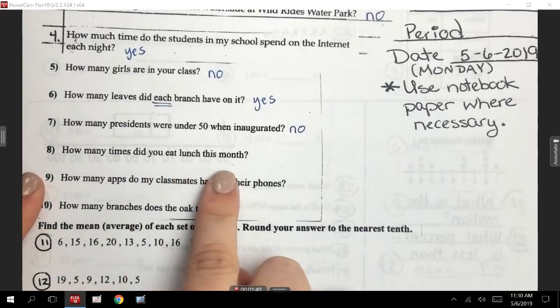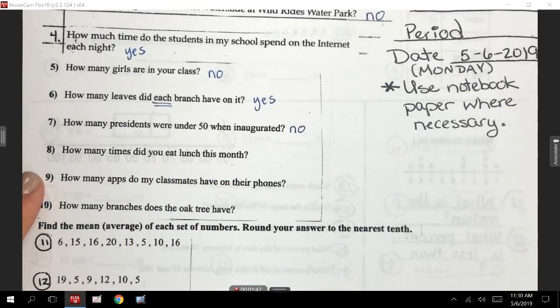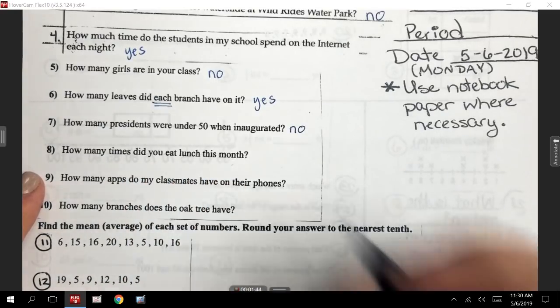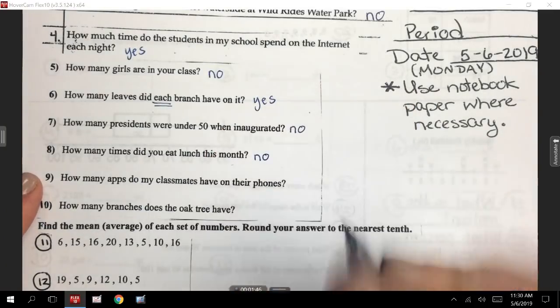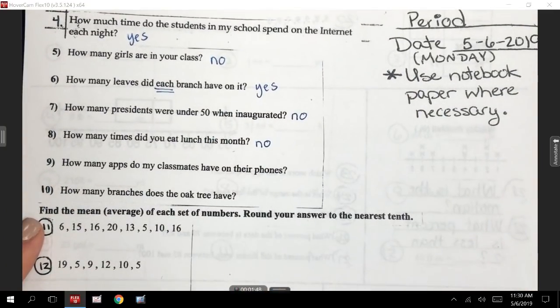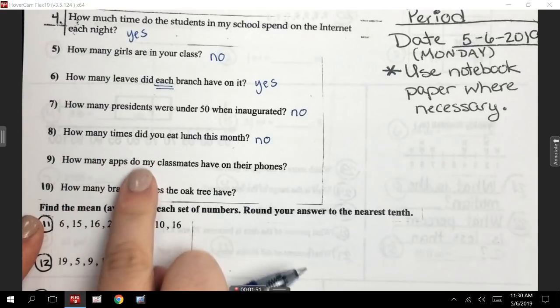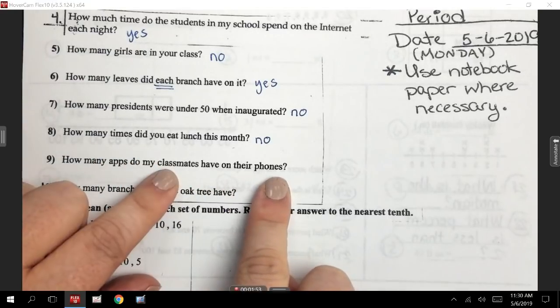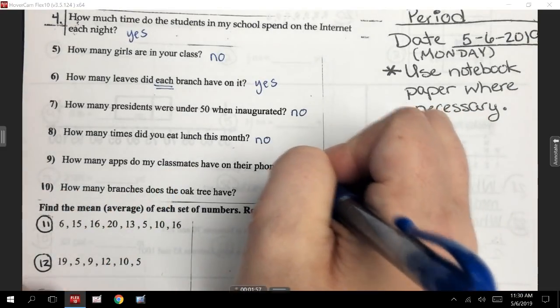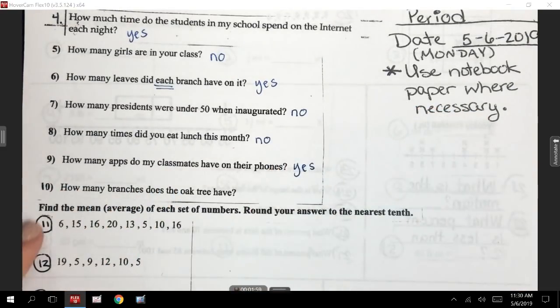How many times did you eat lunch this month? That's asking you a specific question. Count it up, one answer. So no, it is not statistical. How many apps do my classmates have on their phone? I'm sure that everyone in here has different amounts of apps on their phone, so that's different answers. So yes, it is statistical.